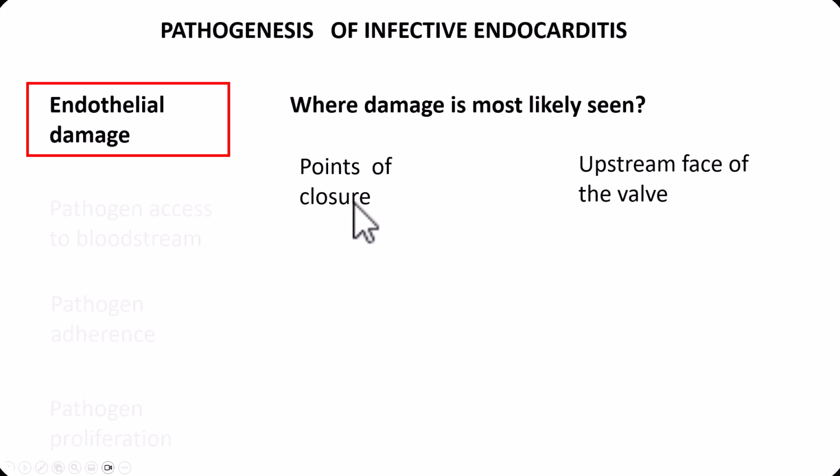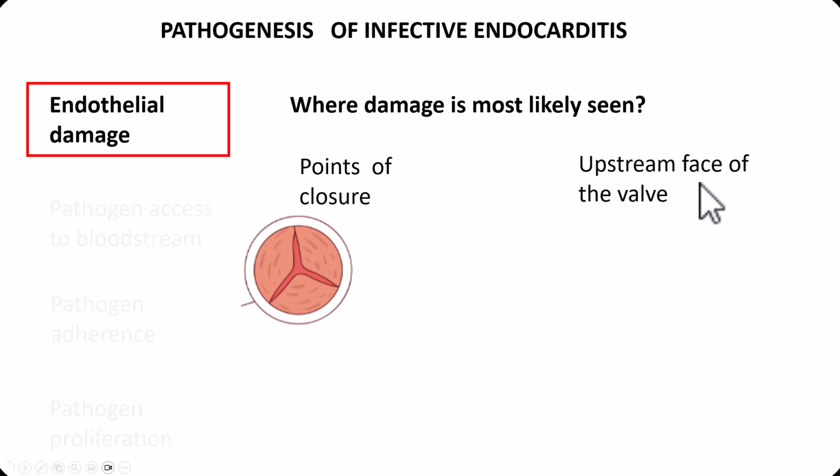Now, what do you mean by points of closure? If you see the valve from above, this is the tricuspid valve, three cusps, right? And this is the point of closure, where there will be more pressure onto the free surfaces of the valve. So the points of closure are places where the damage is most likely seen.